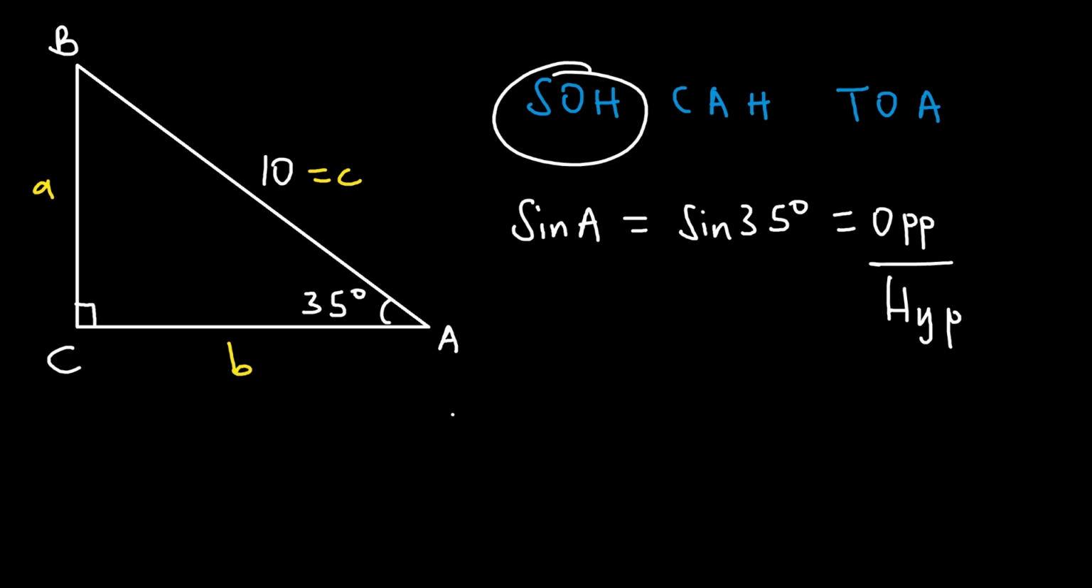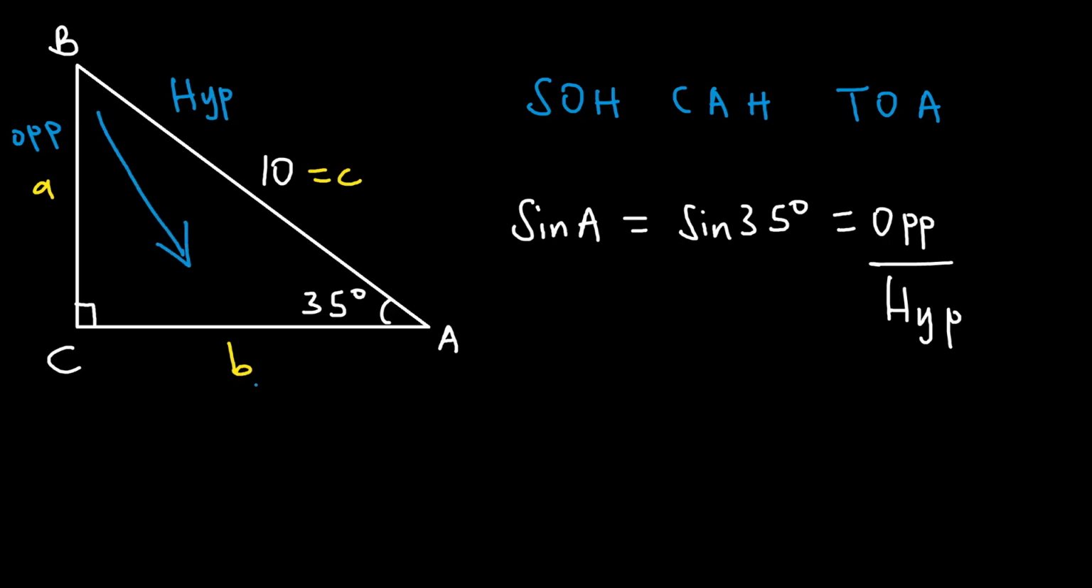So you use this formula. For this triangle, the opposite is the side opposite angle A. So side A is the opposite. And then the hypotenuse is the side across angle C. So this is the hypotenuse. And then the adjacent is the side across angle B. So side B is the adjacent. Therefore, the sine of 35 will be equal to the opposite, which is A, divided by the hypotenuse, which is C.